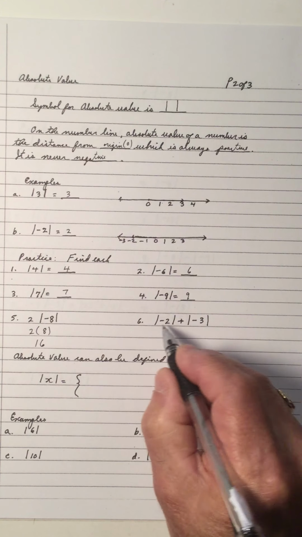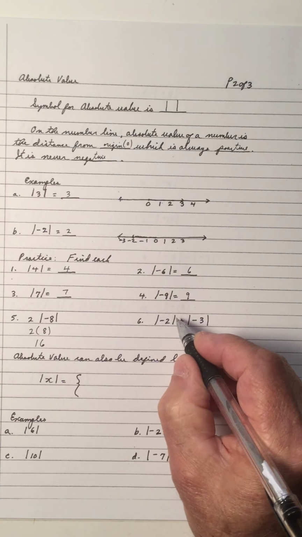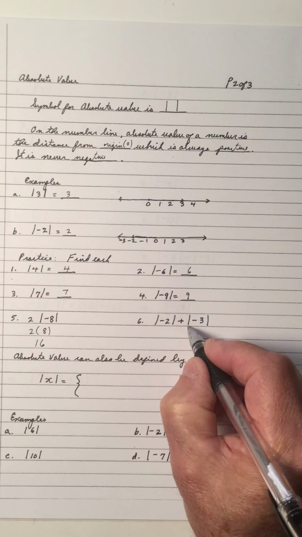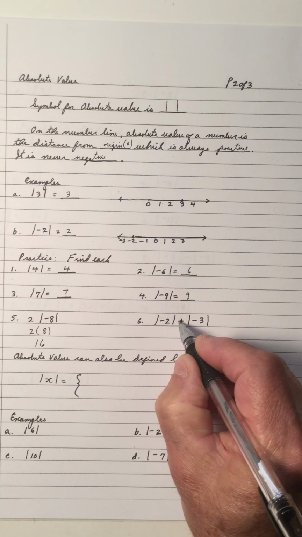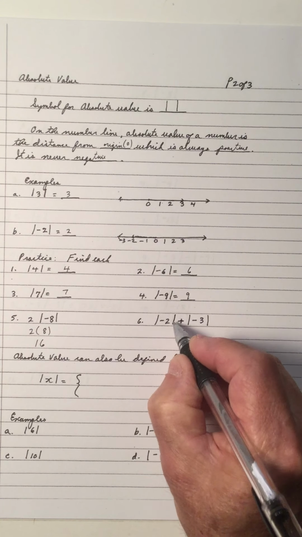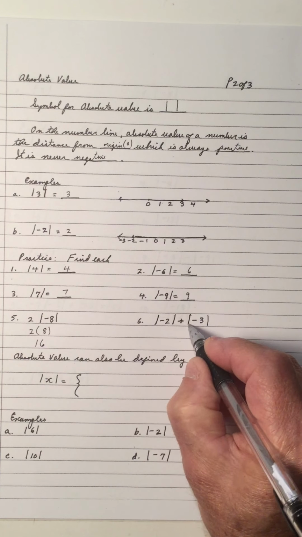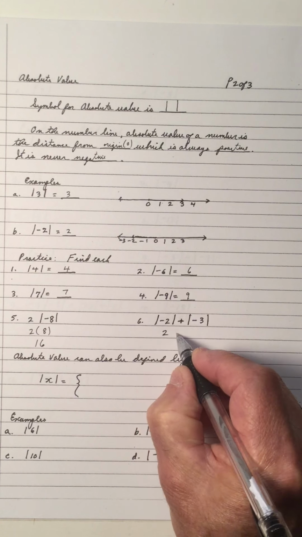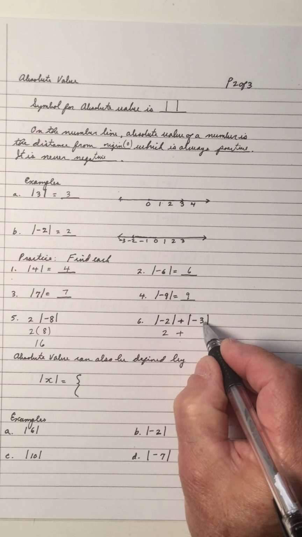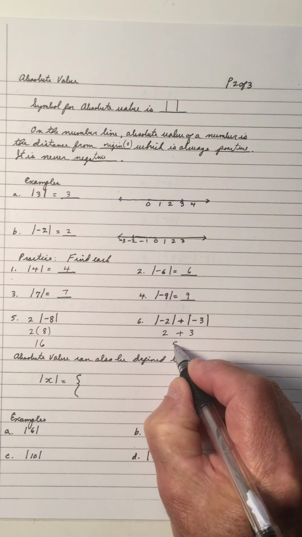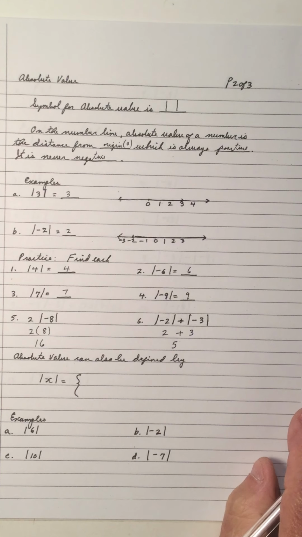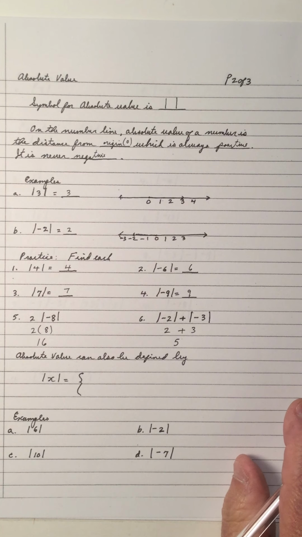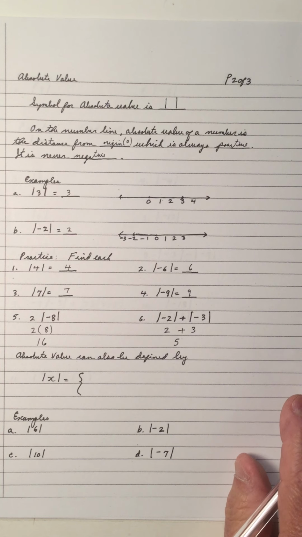Notice we have a lot of strokes, but these two here are between the plus signs, so we can't do that. So we have to do this pair and this pair. The absolute value of negative 2 is 2, plus the absolute value of negative 3 is 3, and 3 plus 2 is 5. That's explaining it from the distance from the 0 on the number line.